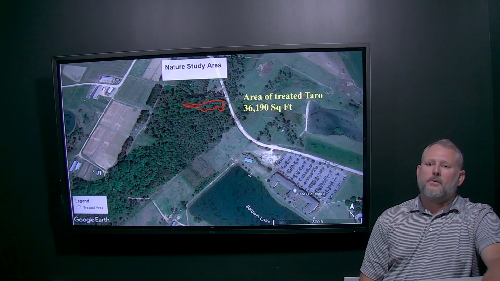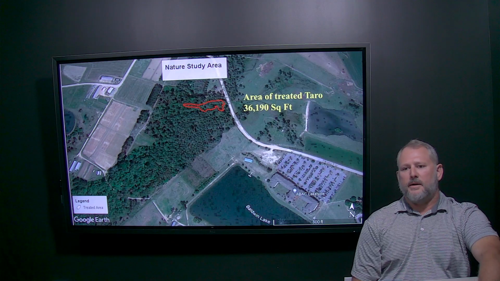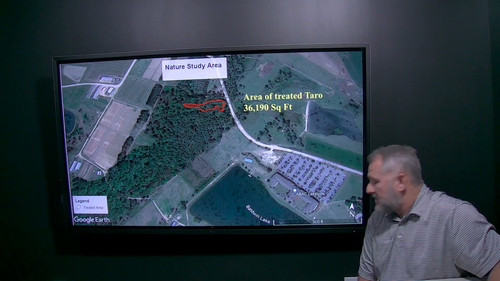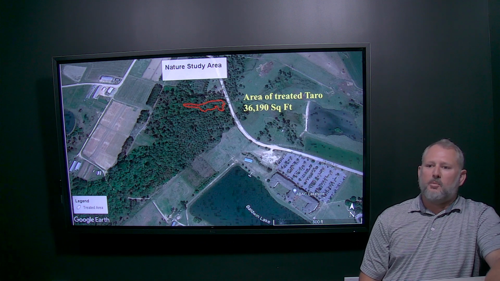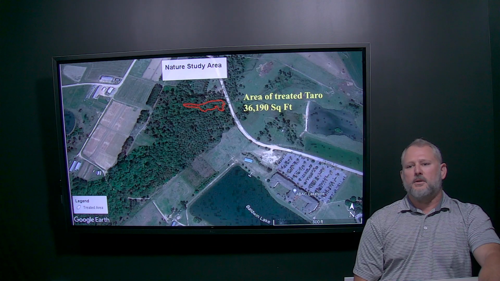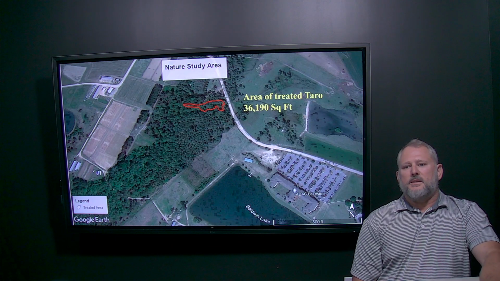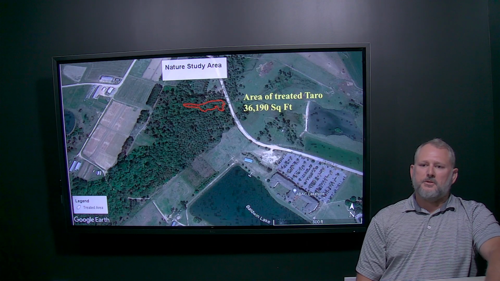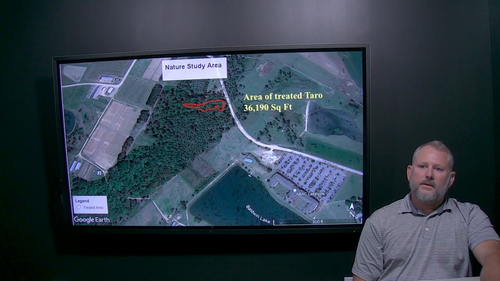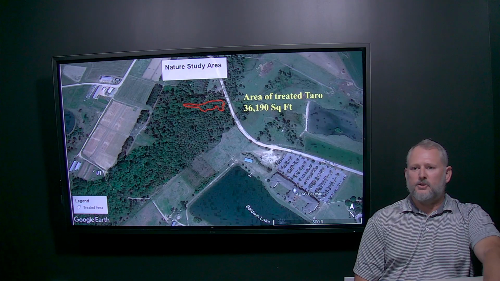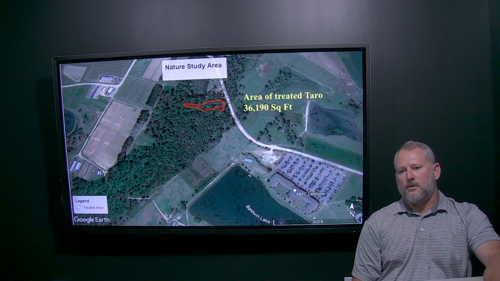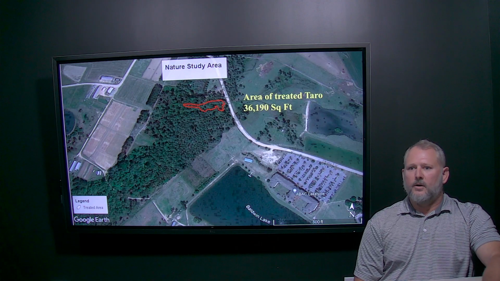Picture of Abraham Baldwin Agricultural College. You see Baldwin Lake in the center bottom with Lakeside dorms with the cow pasture and the pond north of that, and the drainage that flows out to the west and down underneath the dirt road into the nature study area. And the area outlined in red is the total area of my treated taro, and it is a rough estimate of about 36,190 square feet of treated wild taro.